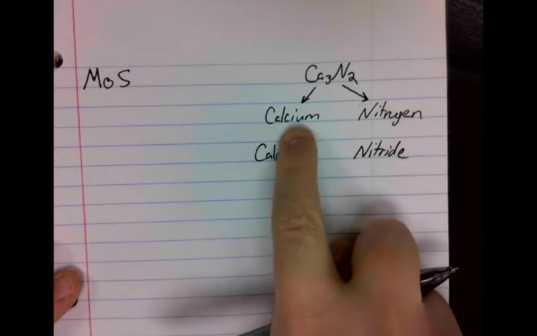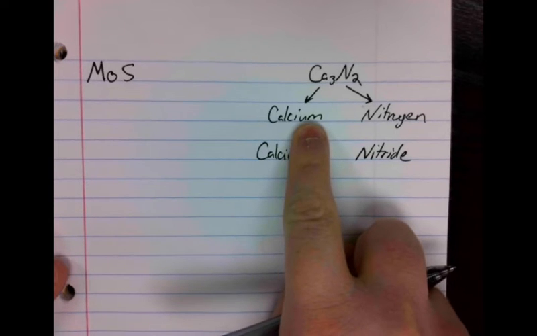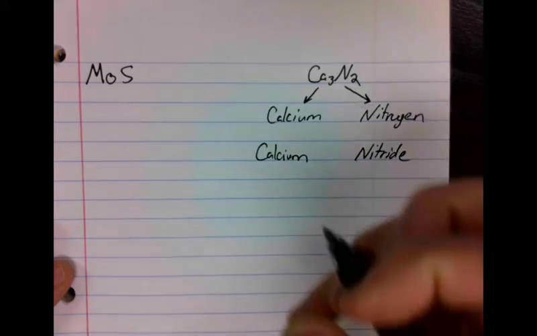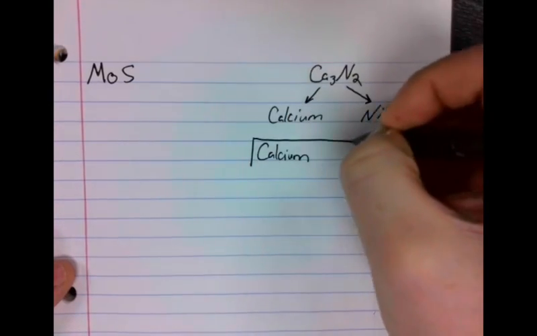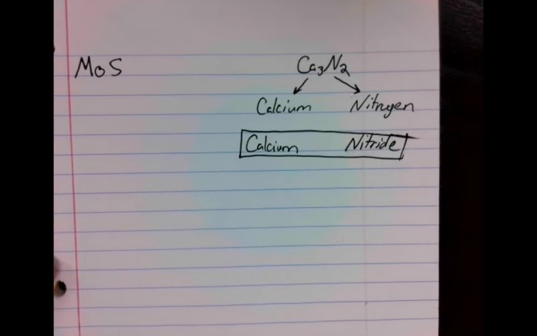And then you ask yourself, does calcium need a Roman numeral to let me know what its charge is? And the answer is no, it doesn't. Calcium is just a normal element. It isn't in the P block, the D block, or the F block. So calcium nitride would be the name for that one.